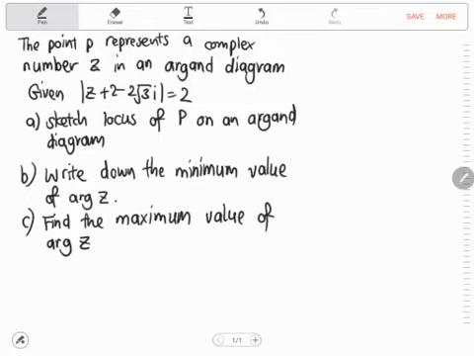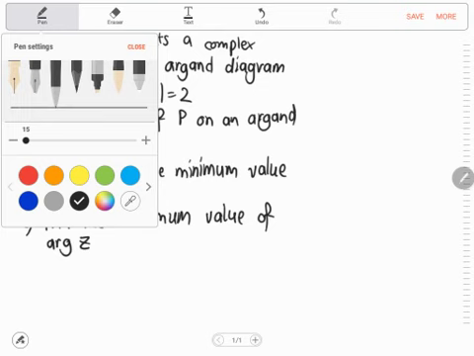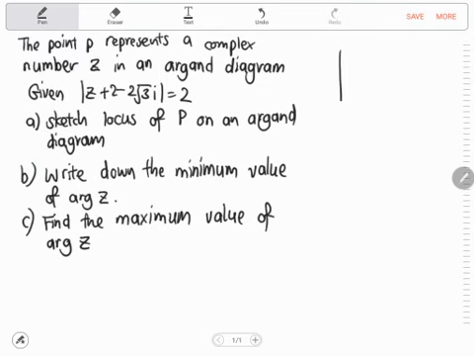Okay, in this question, point P represents a complex number Z in an Argand diagram. Okay, what is an Argand diagram? An Argand diagram is a diagram where this vertical axis represents the imaginary part of Z, and the horizontal axis represents the real part of Z. And what do I mean by imaginary or real part of Z?